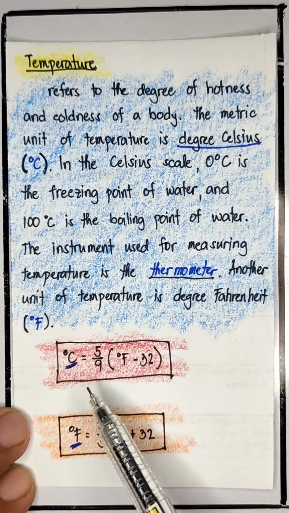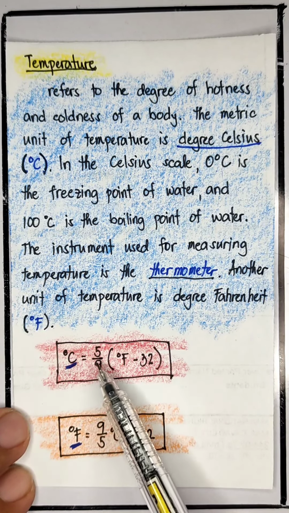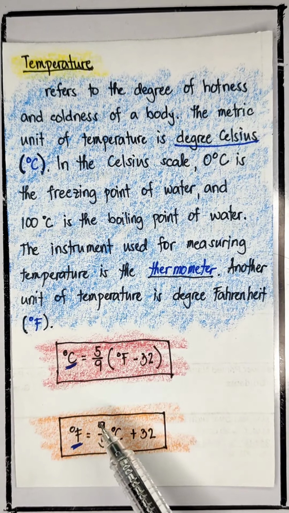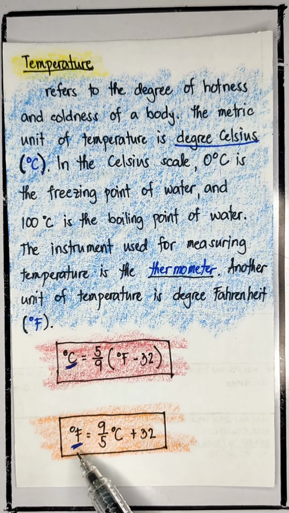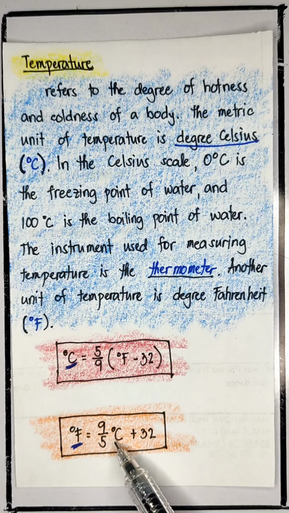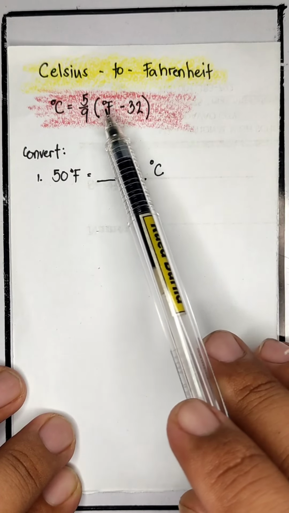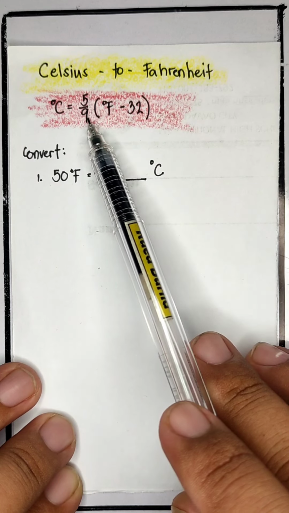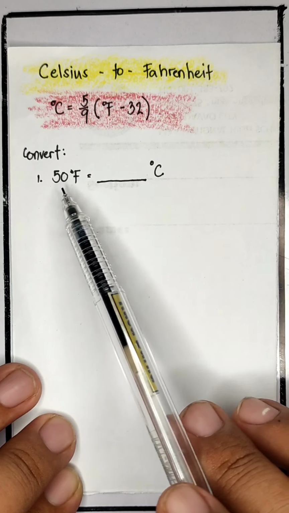We have here the conversion. The formula for degree Celsius is 5/9 times degree Fahrenheit minus 32. And for Fahrenheit, degree Fahrenheit is 9/5 times the degree Celsius plus 32.